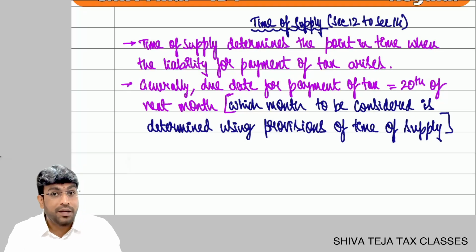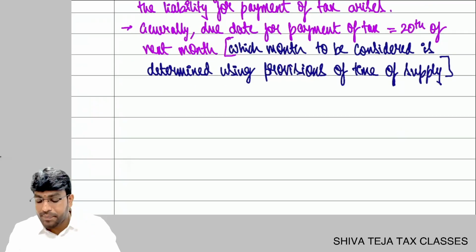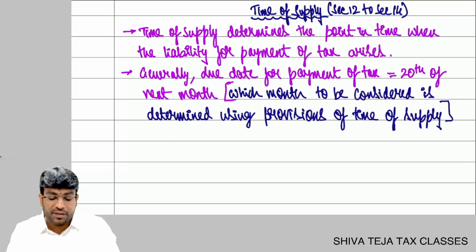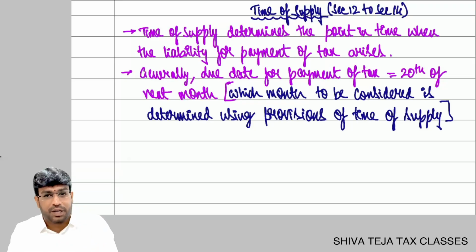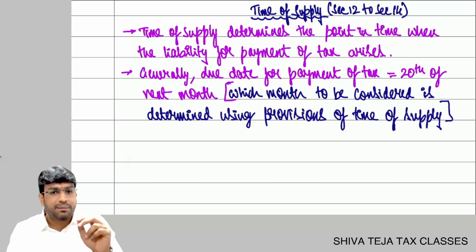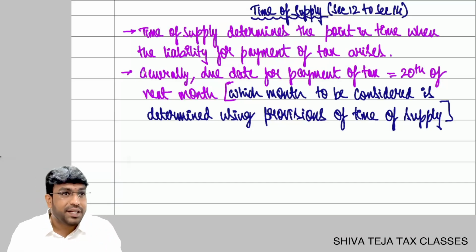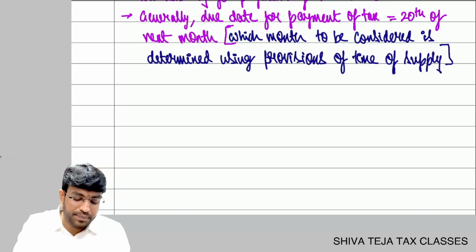So please reply, come on. Yes, sir. The time of supply determines the point in time when the liability to pay tax arises. And generally, the due date for payment of tax is 20th of next month. Which month to be considered is determined using the provisions of time of supply. Are we getting clarity? Next slide.